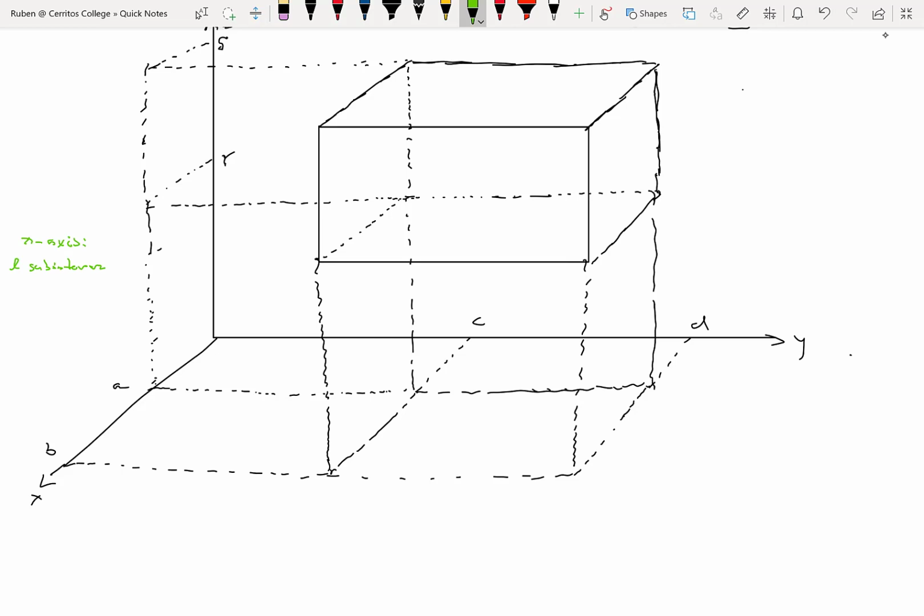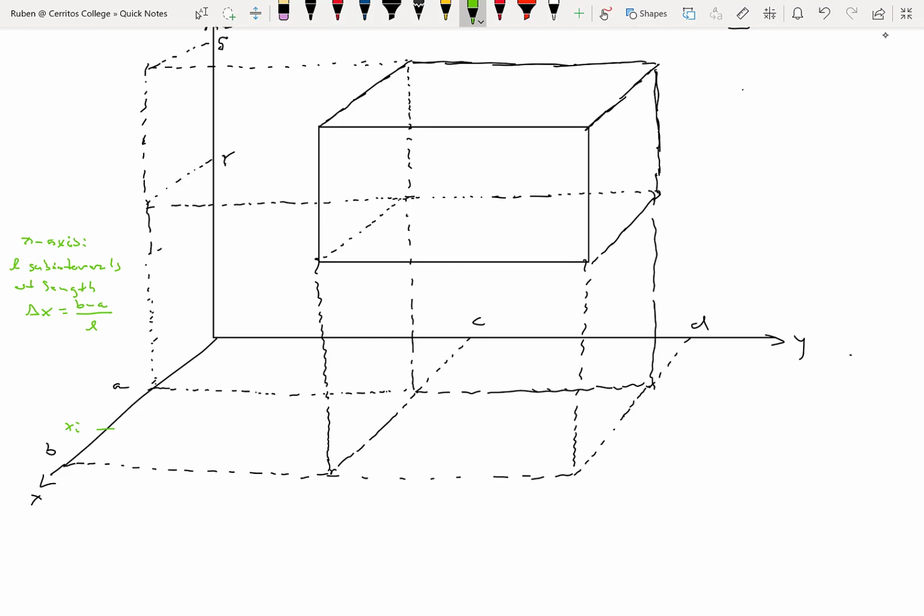So L subintervals of length delta x, which should be the length of the entire interval, b minus a, divided by L. And then I'll picture a typical x value, x sub i, between a and b. That's one of the endpoints of the ith subinterval.